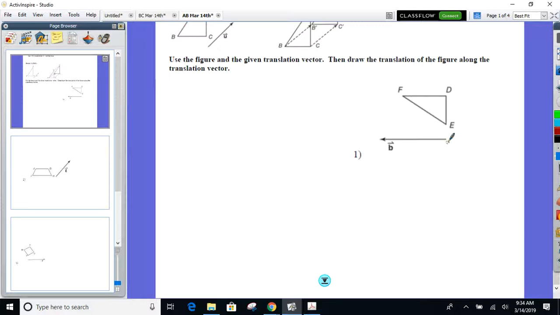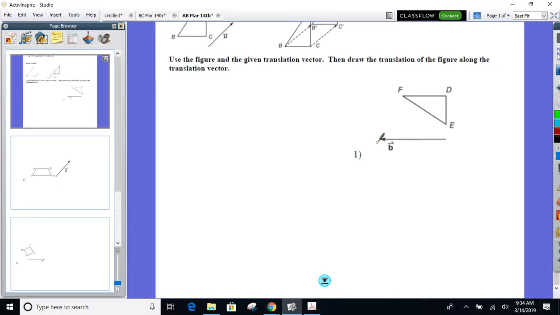So should my triangle end up over here? Should it end up on the other side of the line or the vector? No, it should end up somewhere over here. Because the vector's telling me you're going in this direction, to us, the left, this distance. Let's pick a point. I'm going to start with point F. Let's move F first, because we're going to have to move each of the vertices separately.